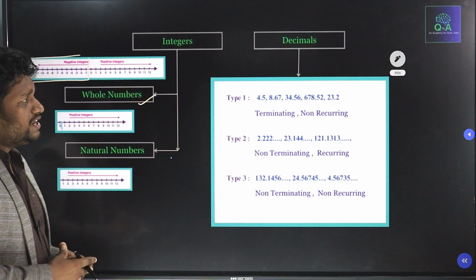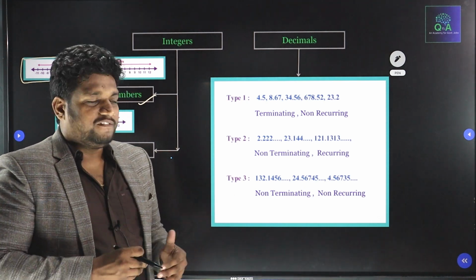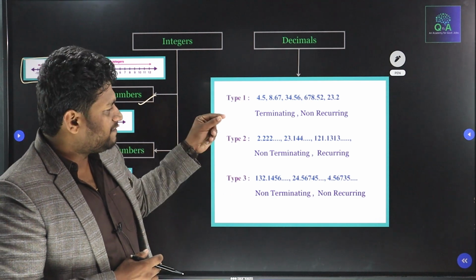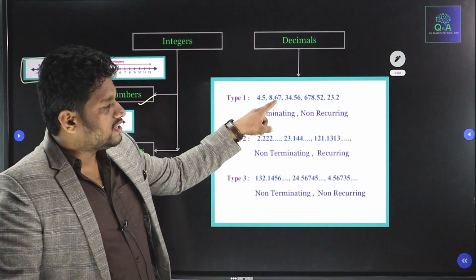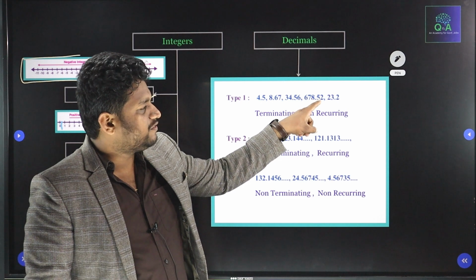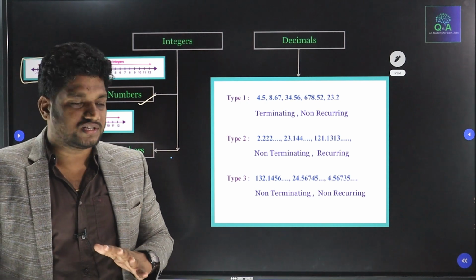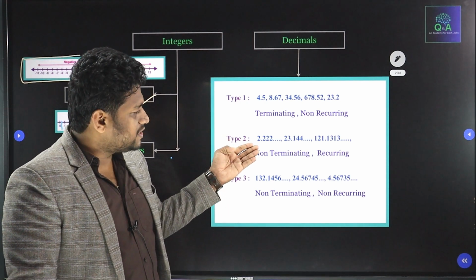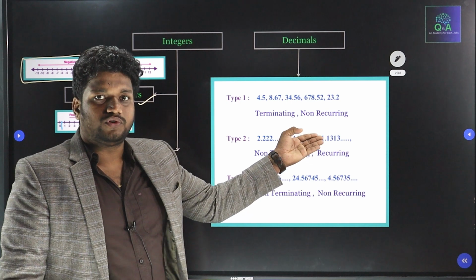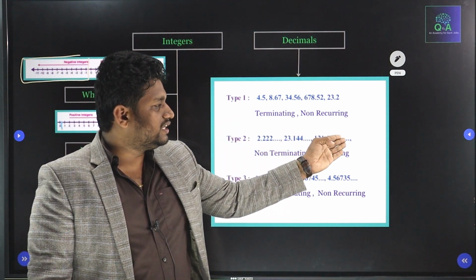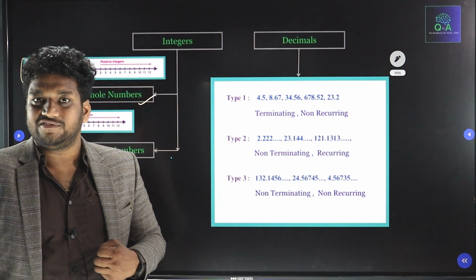Now here we have decimals. If you observe carefully, every decimal will be of one of these types. In the first type you can see decimals like 4.5, 8.67, 34.56, 678.52. These are the type of decimals we get whenever we solve questions. What are type 2 decimals? In type 2 we have 2.2222 and so on, or 23.1444 and so on, or 121.131313 and so on. These are the second type of decimals we have in the number system.